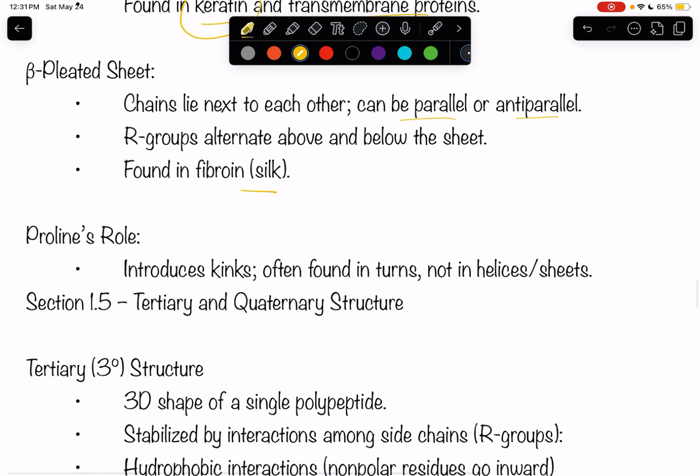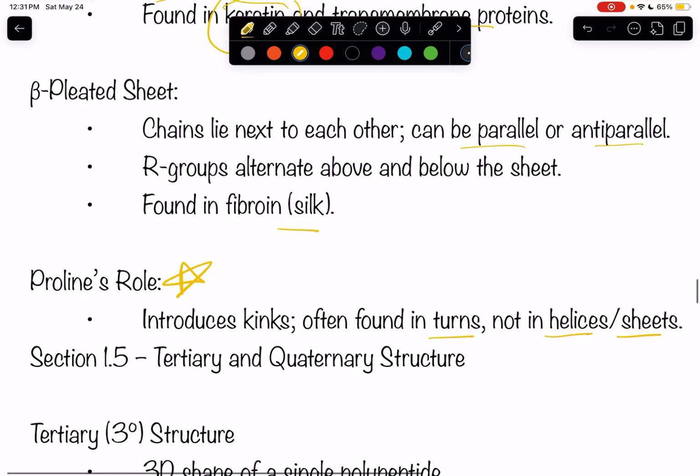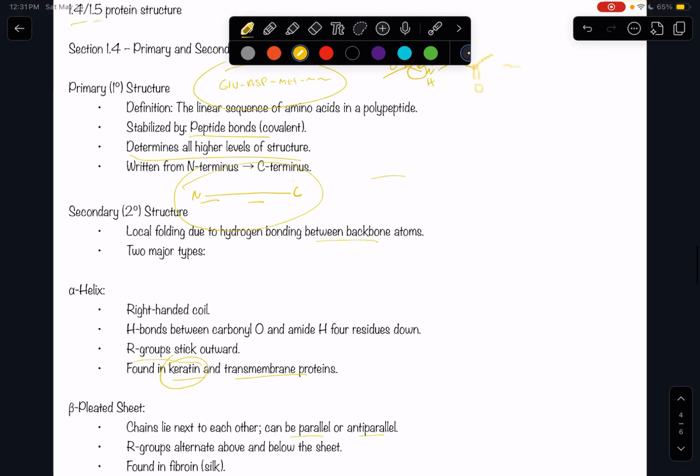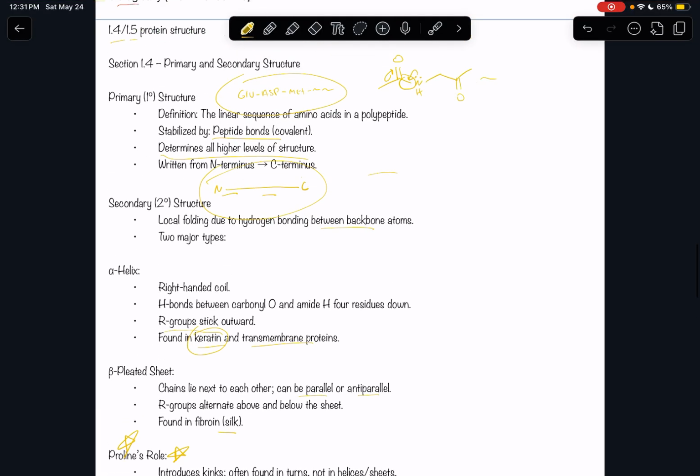One thing we need to talk about is proline, big star, very important. Proline induces kinks, meaning that it messes up the secondary structure. So you'll see it in turns, but you're not going to see it in helices or sheets. This is definitely a double star, so definitely understand this. This is your basic level of protein structure.